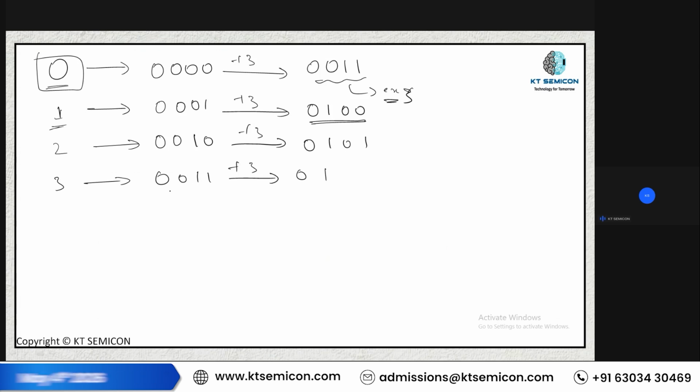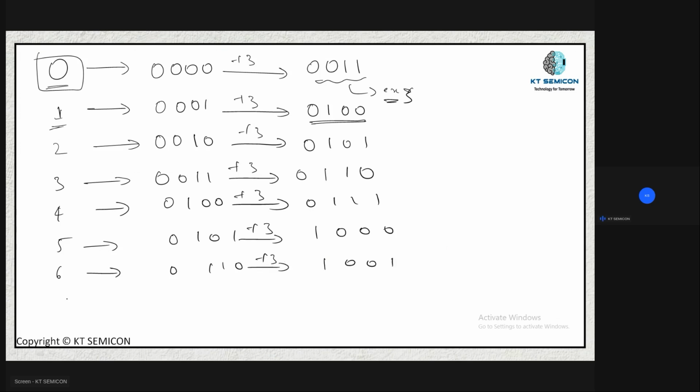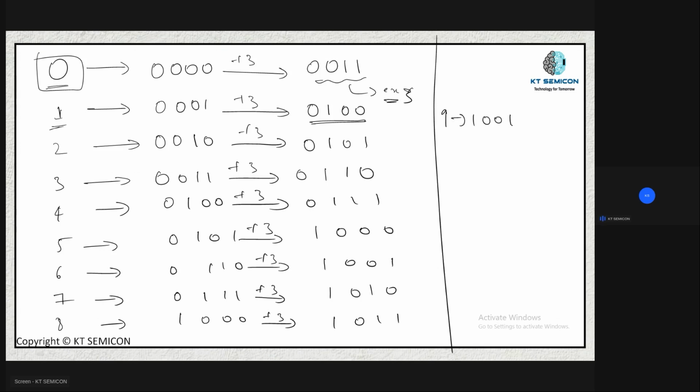So this is 2 plus 3, 5, and 3 plus 3, that is nothing but 6, and 4 is nothing but 0100, plus 3 is nothing but 0111, and 5 is nothing but 0101, and plus 3, it is nothing but 8, 1000, and 6, 6 plus 3 is 9, 1001, and 7, it is nothing but 0111, and plus 3 is nothing but 1010, and 8 is nothing but 1000, plus 3 if you add, 1011, and the 9 is nothing but 1001, which is nothing but 1100. That's it.